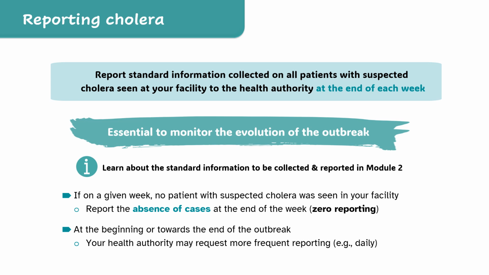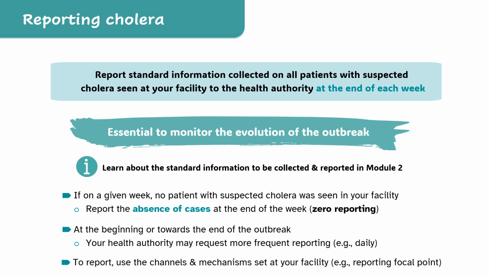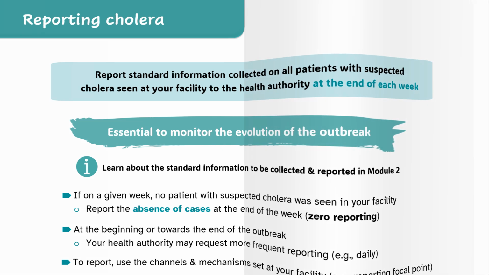At the beginning or towards the end of the outbreak, your health authority may request you to report patients with suspected cholera more frequently, for example on a daily basis. If so, follow the directions of your health authority. To report patients with suspected cholera to your health authority, use the reporting channels and mechanisms in place at your facility. For example, there may be a reporting focal point.